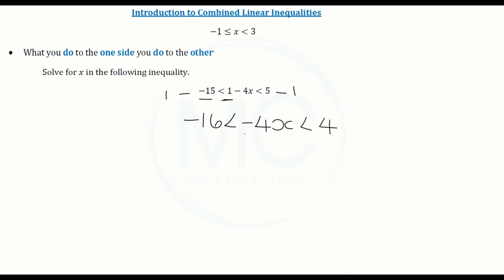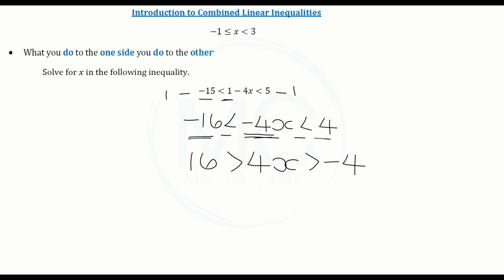Here we have -4x, but remember, we always want a positive x term. So, to make this positive, we have to change the signs of our other values as well as the direction of our inequalities as well. Here we have -16, so let's make it positive. We have smaller than, so we're going to have greater than. -4x becomes positive 4x. Smaller than becomes greater than, and 4 becomes -4.